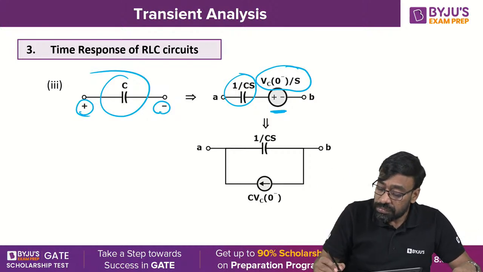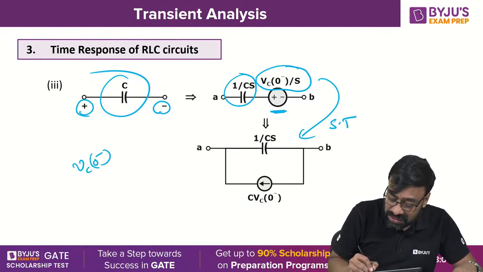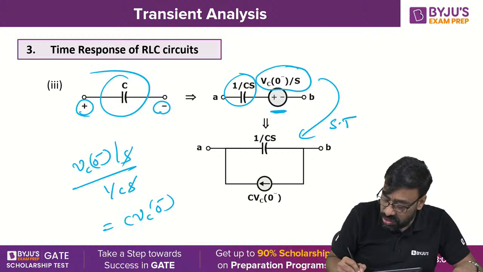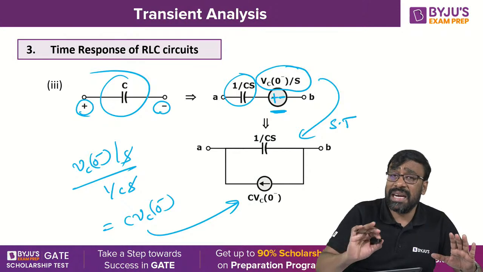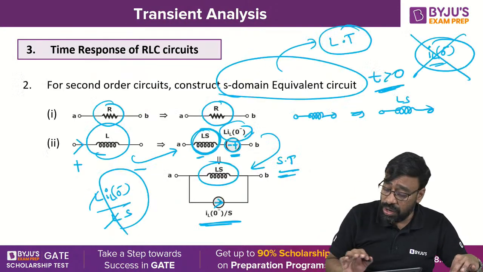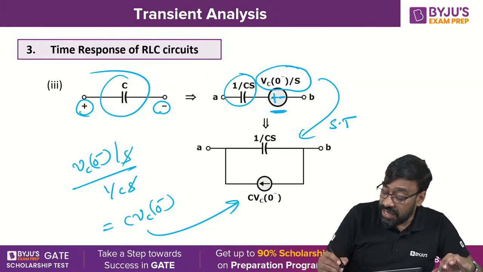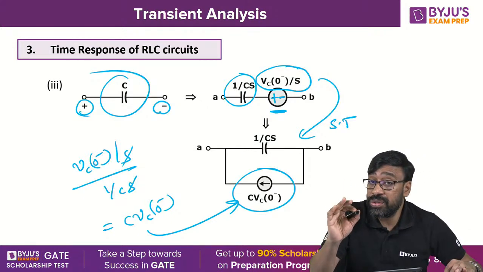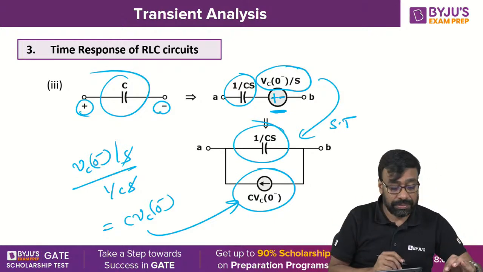So now, using source transformation again, Vc of 0 minus by S divided by 1 by Cs, the S will get cancelled. C into Vc of 0 minus, that is what you got here. These polarities are exactly reverse to the polarities of the voltage in the inductor case. Inductor case minus plus, capacitor case plus minus, and the direction of the current can be indicated based on the polarities of the voltage source when you are going for the source transformation, right? So this is what I am doing. This is 1 by Cs, it remains 1 by Cs.